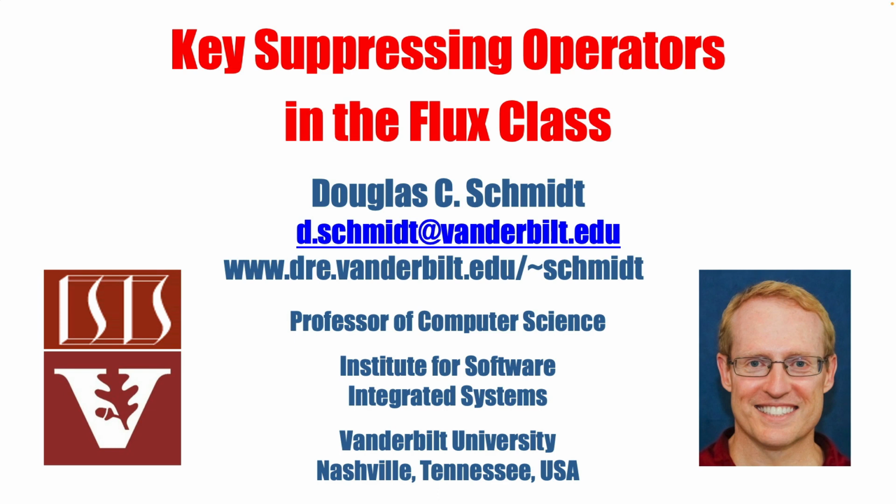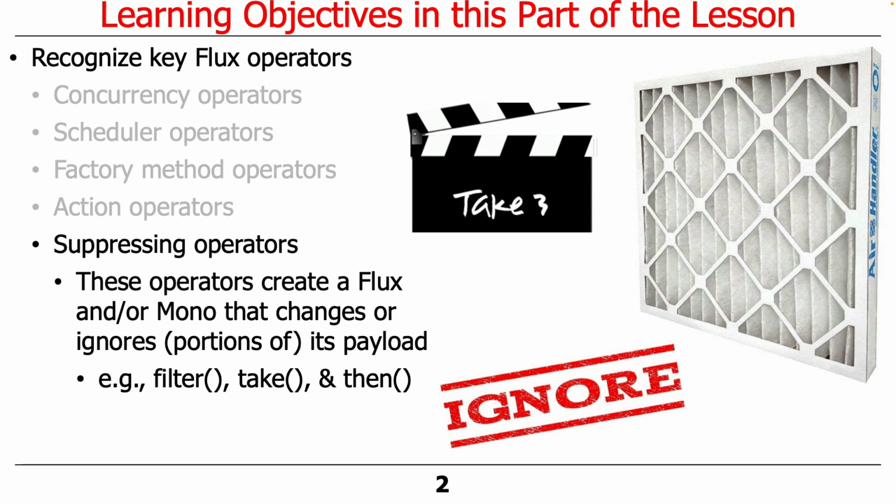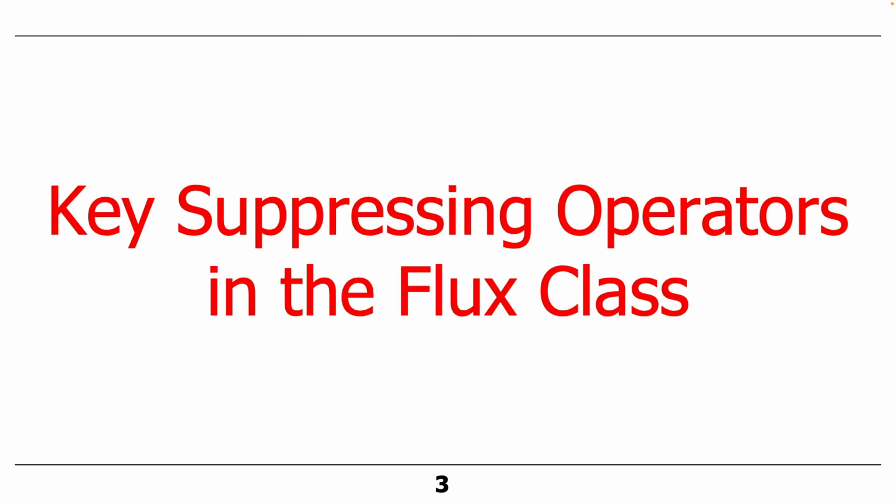So the next topic we're going to cover are suppressing operators in the Flux class. And you'll see that there's three of them we're going to talk about: filter, take, and then. And suppressing operators will create either a flux or a mono that will change or ignore all or portions of its payload. So they suppress the output of values from fluxes that we're going to talk about here.